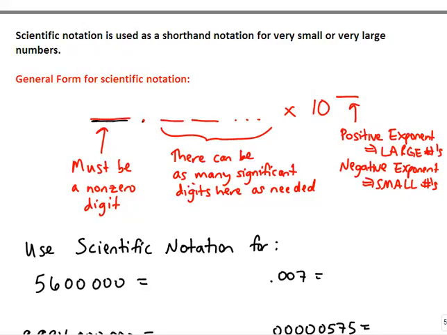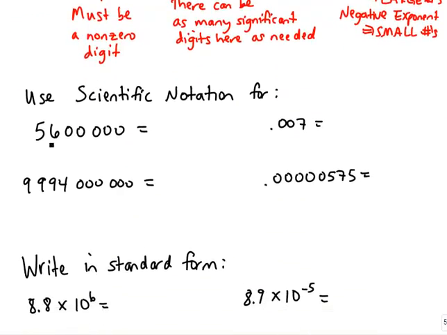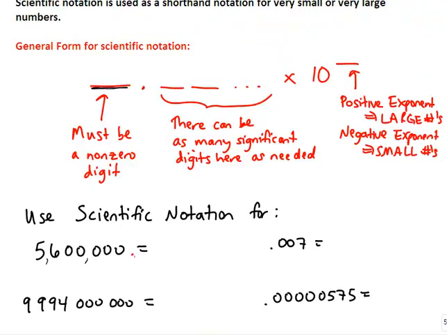So for example, if I wanted to take 5,600,000 and write it in scientific notation, the first thing that you want to recognize is where is the decimal place initially in the number. There isn't one written, so it's implied to be after that last zero. So what we need to do to get it into this general form is we need that decimal to be after the very first non-zero digit. So we want to move that decimal so that it's right after this 5.